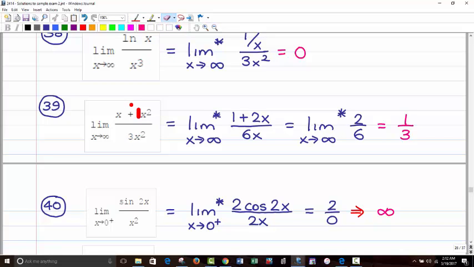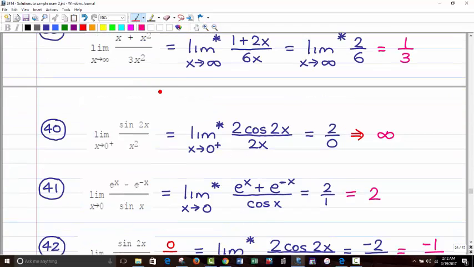Like I said, even though I wouldn't have this on a test, if that was x to the 10th over 3x to the 10th, you don't want to sit there all day doing 10 L'Hopital's rules when you can just get 1/3 real quickly.